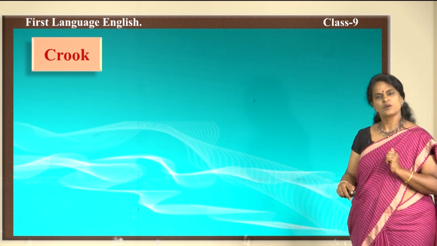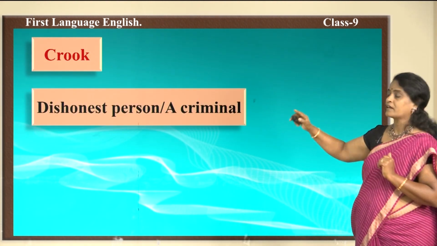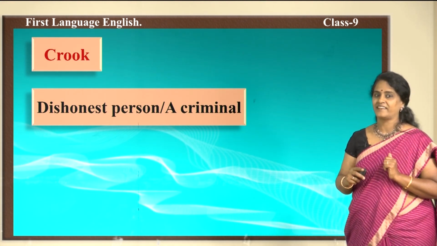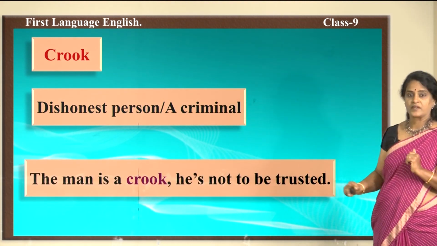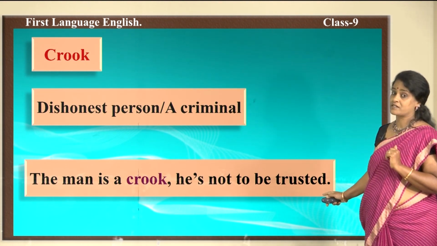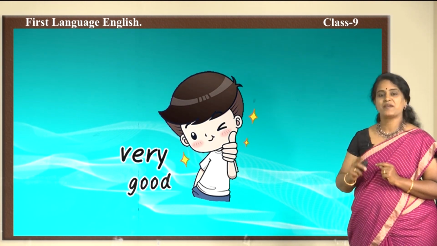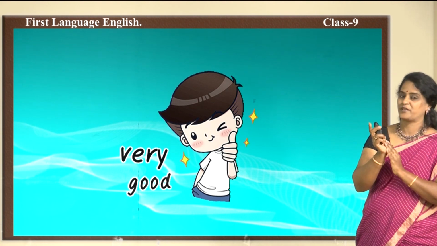Crook. What does crook mean? A dishonest person or a criminal. Okay. You have come across this word in the lesson, right? Yes. And children, here's a sentence for you. The man is a crook. He is not to be trusted. And children, did you understand the meaning? Very good. A round of applause for you all.